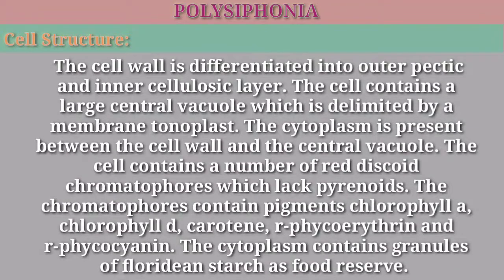The cell contains a number of red discoid chromatophores which lack pyrenoids. The chromatophores contain the pigments chlorophyll a, chlorophyll d, carotene, r-phycoerythrin and r-phycocyanin. The cytoplasm contains granules of floridean starch as food reserve.